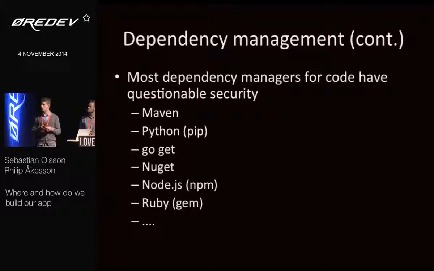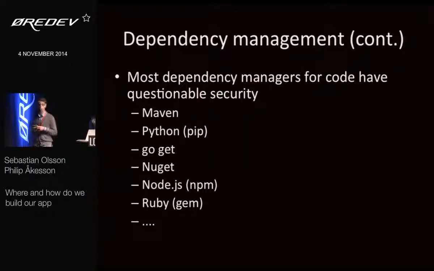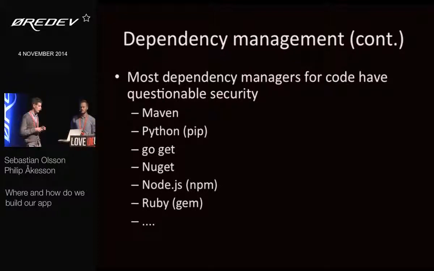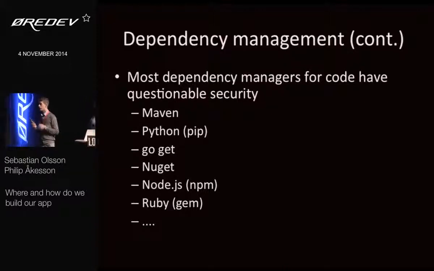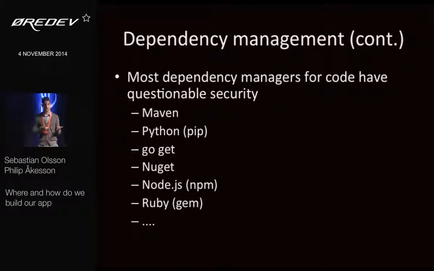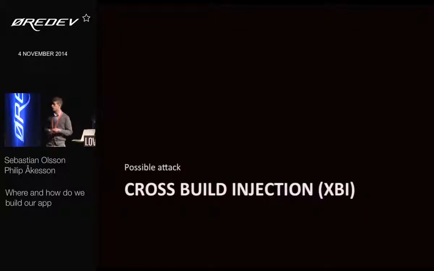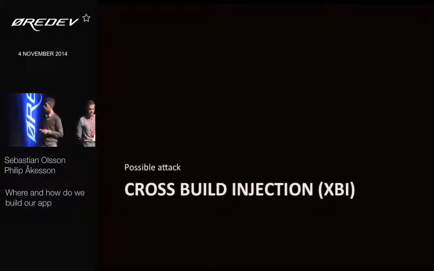And most dependency managers have questionable security. These weren't built to improve security. They were built as a convenience. You could say that most dependency managers, in their default setup at least, have questionable security. For example, they might allow you to connect over HTTPS, but they maybe don't validate package signatures or something like that. Anyway, this is a really good way for someone with malicious intent to get to you, which brings us to a possible attack, cross-build injection, which we talked about a bit earlier.